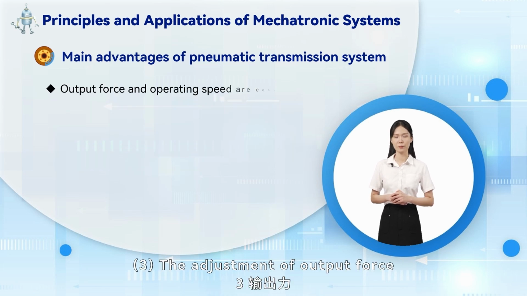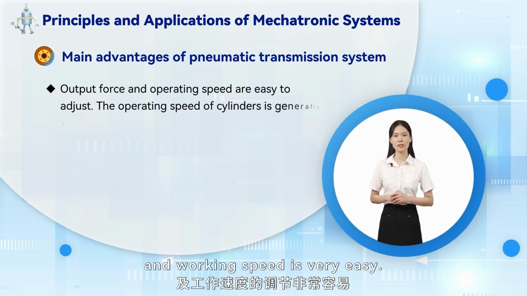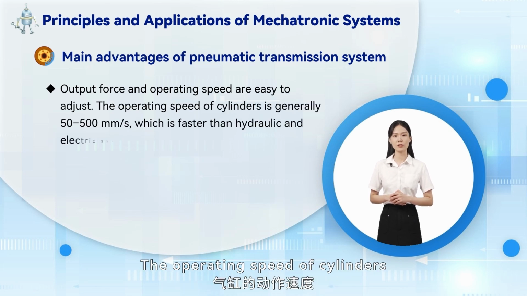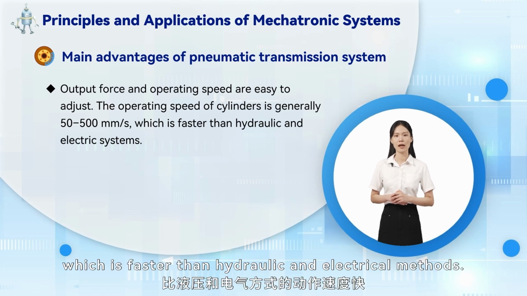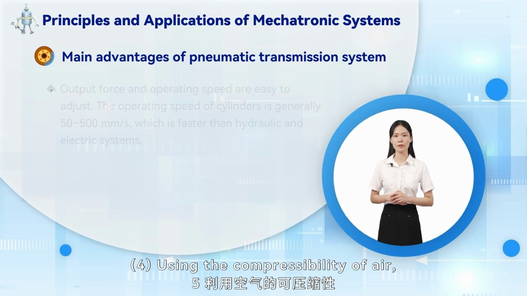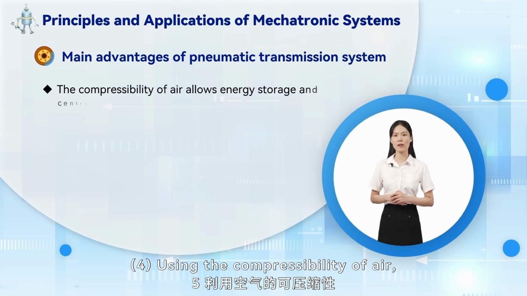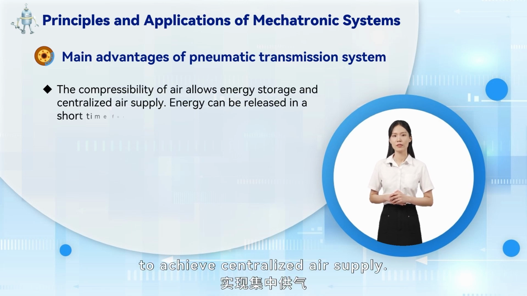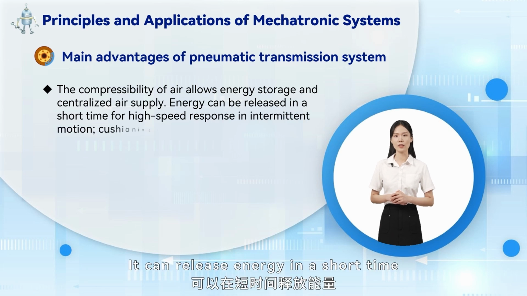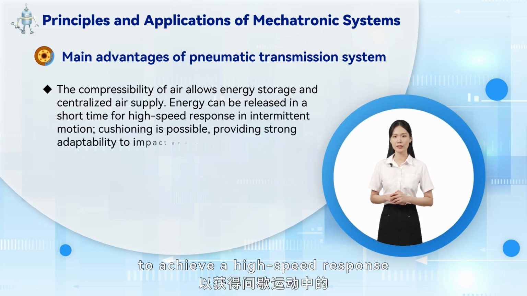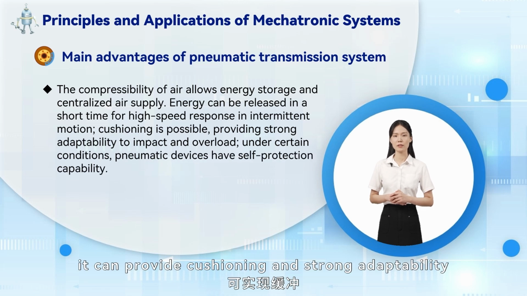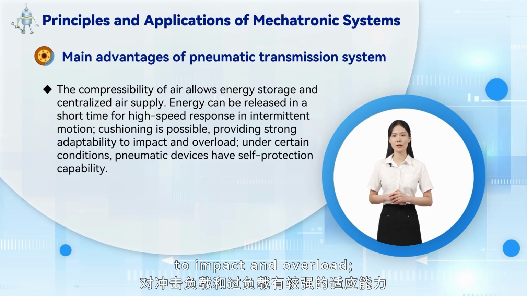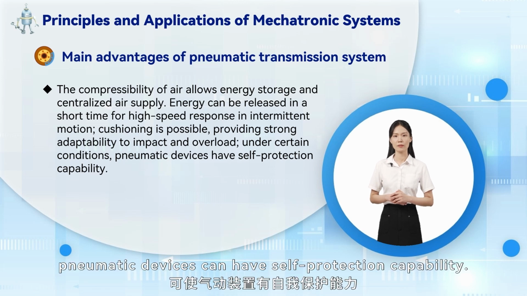3. The adjustment of output force and working speed is very easy. The operating speed of cylinders is generally 50 to 500 millimeters per second, which is faster than hydraulic and electrical methods. 4. Using the compressibility of air, energy can be stored to achieve centralized air supply. It can release energy in a short time to achieve a high-speed response in intermittent motion. It can provide cushioning and strong adaptability to impact and overload. Under certain conditions, pneumatic devices can have self-protection capability.